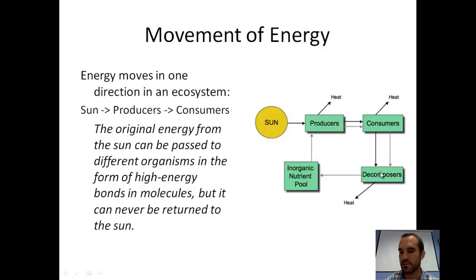It's never going to cycle back into the sun. So it never cycles like the water cycle, where it keeps going round and round. The energy is never going to get passed back to the sun.